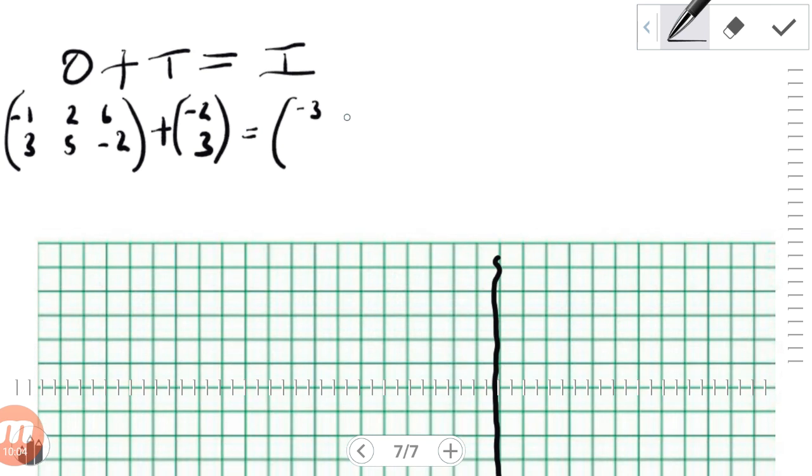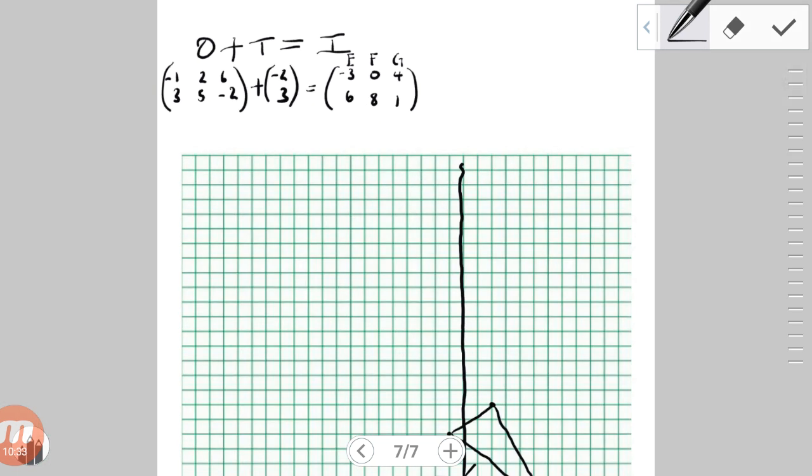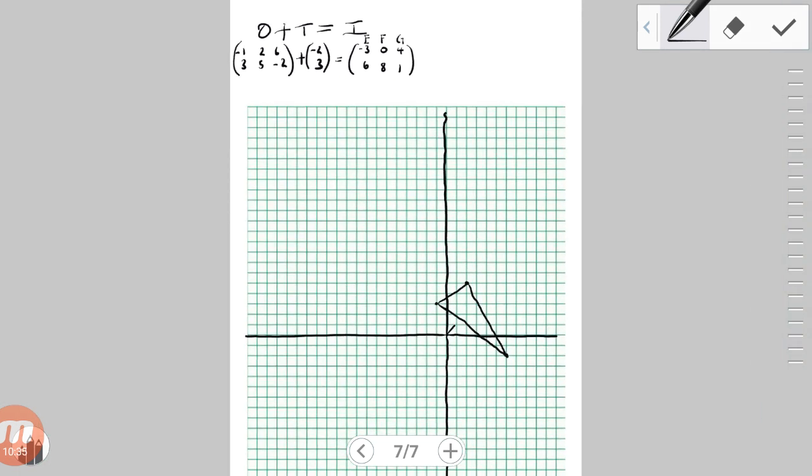2 plus negative 2 is 0, and 6 plus negative 2 is 4. All right. Here we have 3 plus 3 is 6, 5 plus 3 is 8, and minus 2 plus 3 is 1. And that would give us the coordinate values of the pre-image of E, F, G. So this is the pre-image, not the actual image that we want.